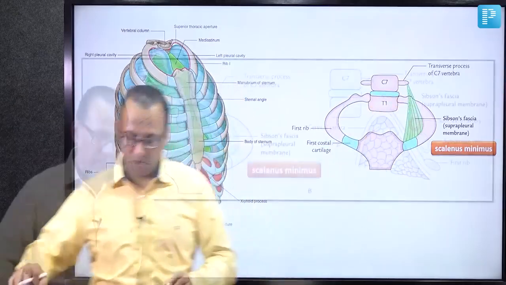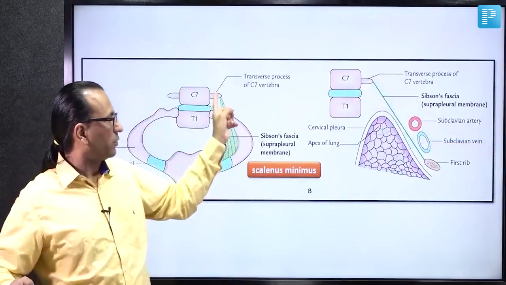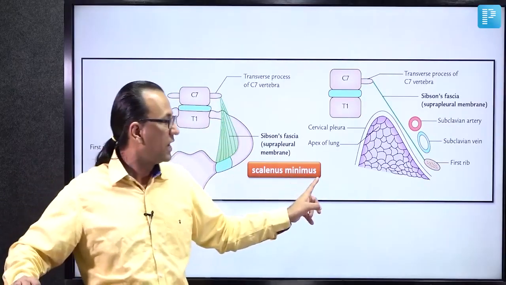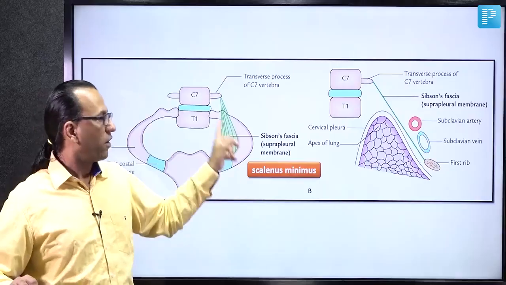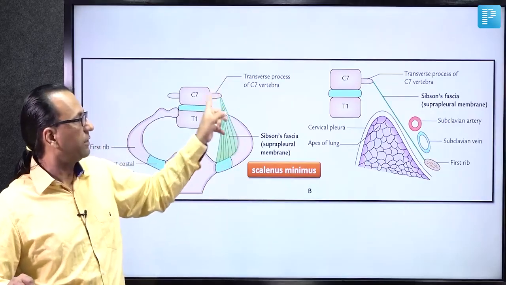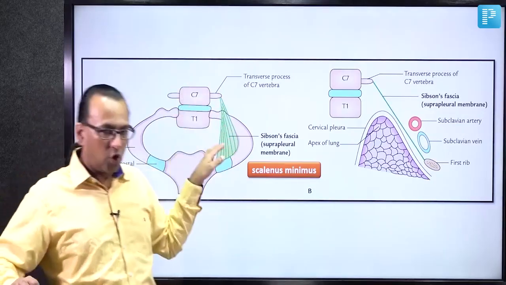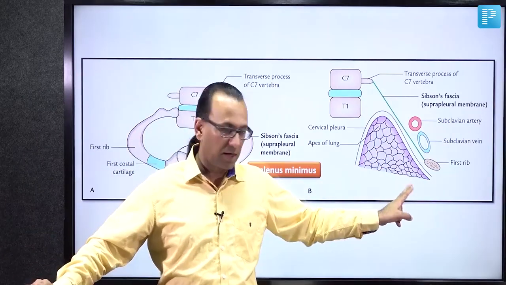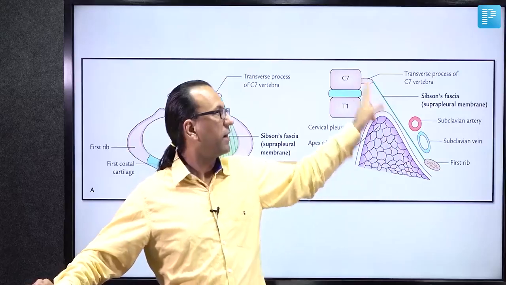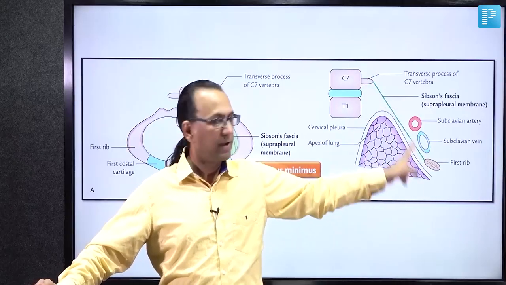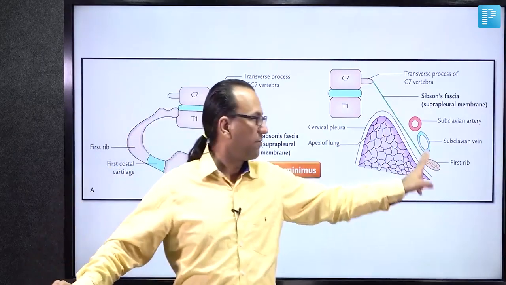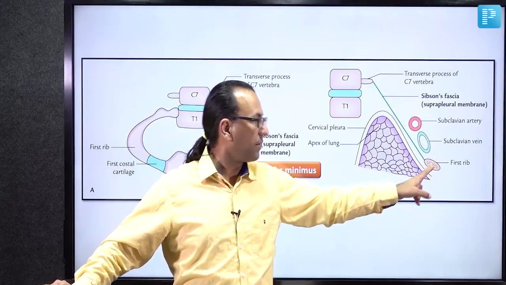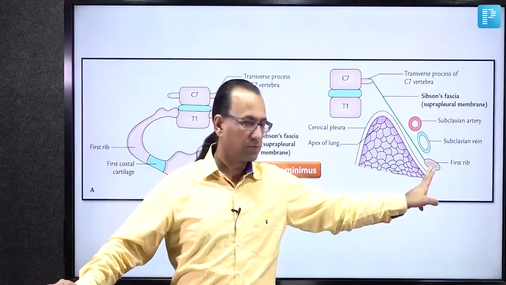Let us magnify this now. So as you magnify this, there is a suprapleural membrane which is called Sibson's fascia, which is a degenerated tendon of scalenus minimus and is attaching to the inner border of the first rib and the C7 vertebra transverse process, and it is over the apex of the lung. Now, the apex of the lung is covered by the cervical pleura, which is then covered by this membrane, the suprapleural membrane. It is going to separate the subclavian vessels from the apex of the lung there, and this is attached to the first rib and also the C7 vertebra transverse process.